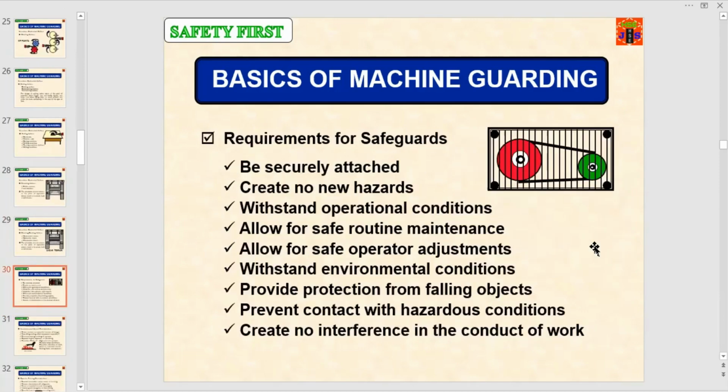Let us discuss what the requirements for safeguards are. Be securely attached. Create no new hazards. Withstand operational conditions. Allow for safe routine maintenance. Allow for safe operator adjustments. Withstand environmental conditions, provide protection from falling objects, prevent contact with hazardous conditions, and create no interference in the conduct of work. These are the requirements of safeguards. These are the requirements of guarding.